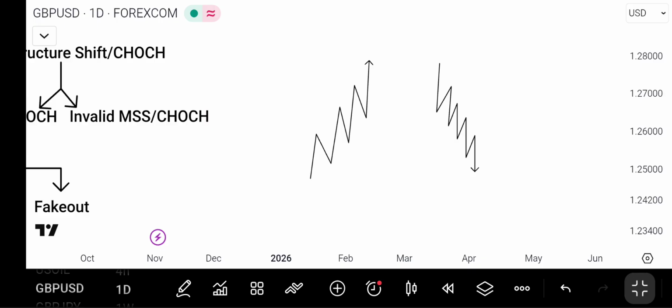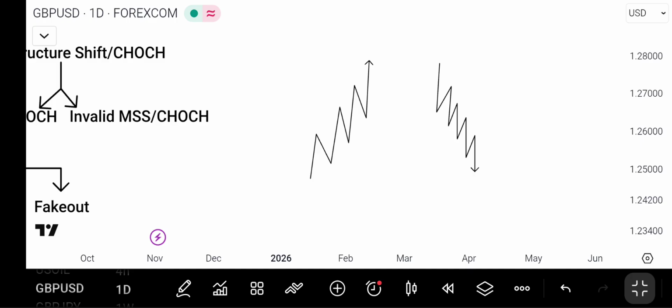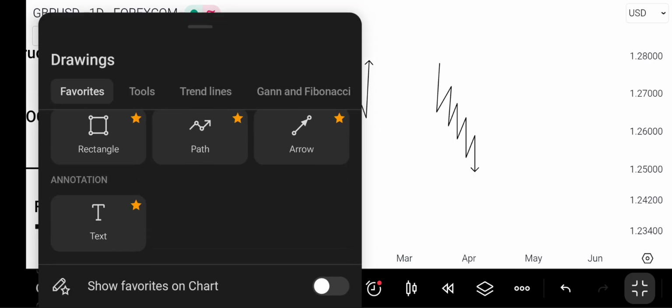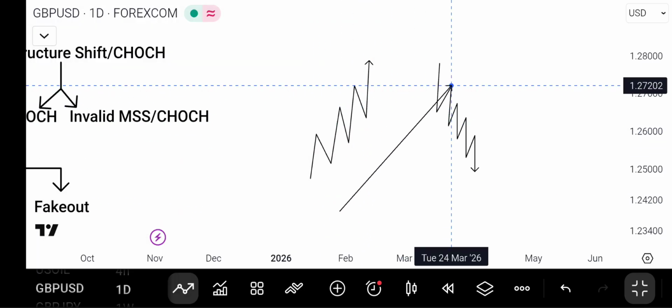What separates a good trader from a consistent one is understanding structure, because this is where momentum changes, direction flips, and opportunities are born. Now listen attentively. We have two types of market structure: the trending market and the ranging market. And under the trending market, we have uptrend and downtrend. Whenever we see an uptrend, we buy, and if we see a downtrend, we sell.